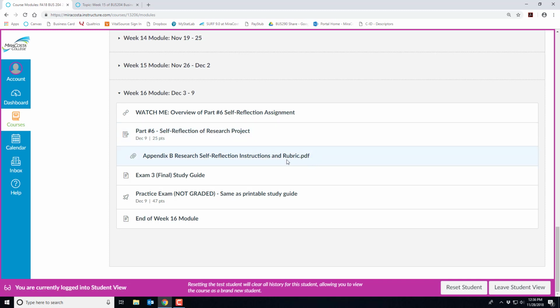I do include the instructions and rubric as an attachment here. And then you also have the exam 3 or the final exam study guide in here with all the information and materials so you can prepare. As requested by students, I've also converted the study guide into a practice exam that you can practice on before taking the real exam. So let's go ahead and look at the instructions for Part 6.